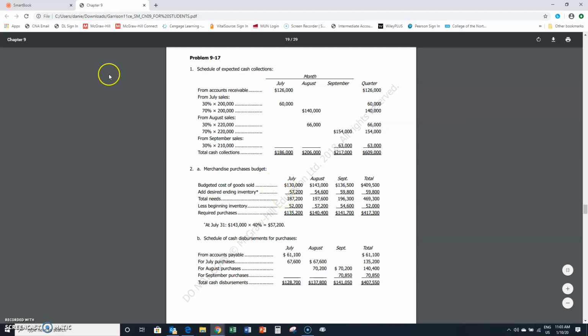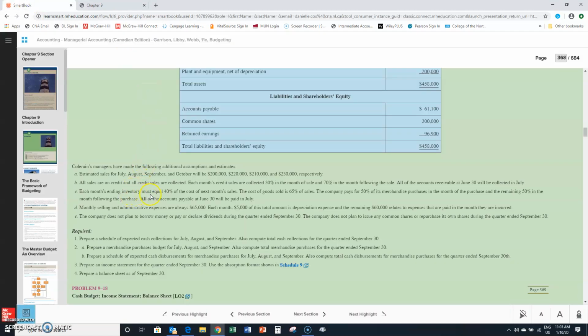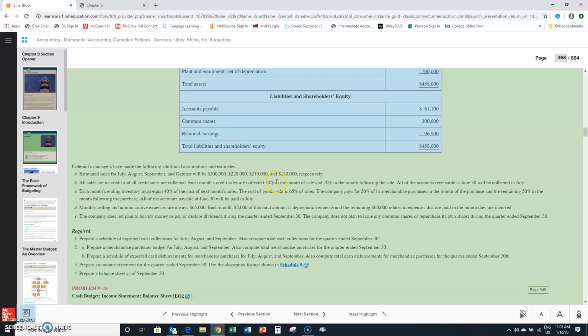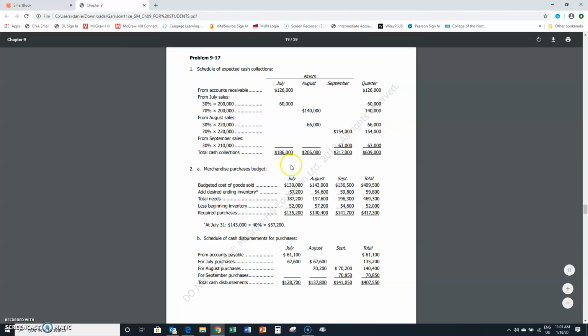Our desired ending inventory then is 40% of the cost of next month's sales. So here for August, we did the same thing. We took the sales, 220,000, times 65%. So we do that for each month to get our budgeted cost of goods sold. Then our desired ending inventory is 40% of the next month's cost of goods sold.